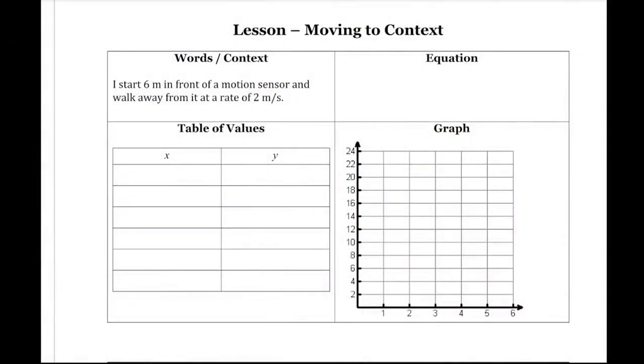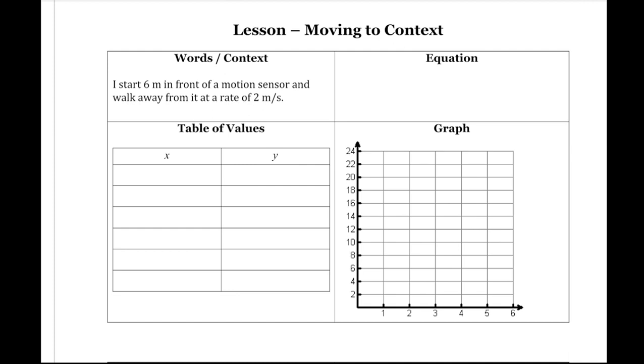In today's lesson, we're going to build off of the distance and time graphs that we looked at in the previous lesson and look at more of how we can represent that movement in different ways. And those different ways are going to be those multiple representations that we've already seen in previous lessons. So looking at it in words, in an equation, in a table of values, and in a graph.